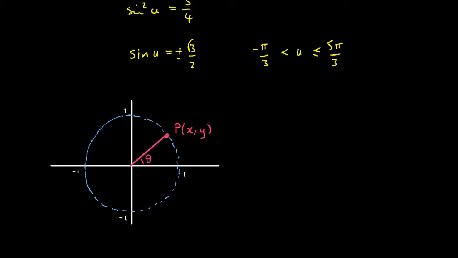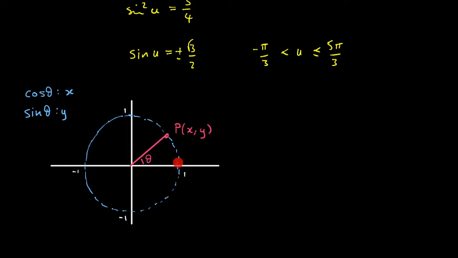So in other words, what I want you to see is when we talk about cosine theta, what we're really talking about is the x-coordinate on this circle. And when we talk about sine theta, what we're really talking about is the y-coordinate on this circle. So if I want to clarify that idea, here the angle is 0. What's the x-coordinate? The x-coordinate is 1. Well, cosine of 0 is 1.